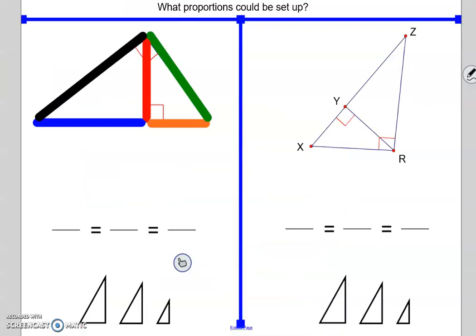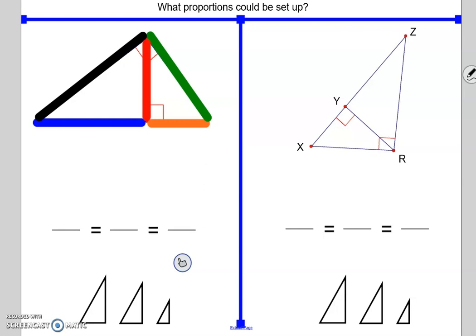So let's look at the next part of our notes. Here I've got this larger triangle that again has this red altitude splitting it into two smaller triangles. What I want to show you is that all three triangles have ratios that are going to be equal to one another, because we know the triangles are similar.